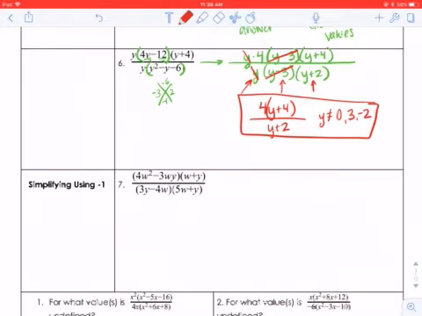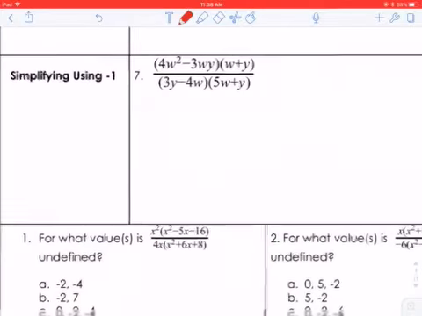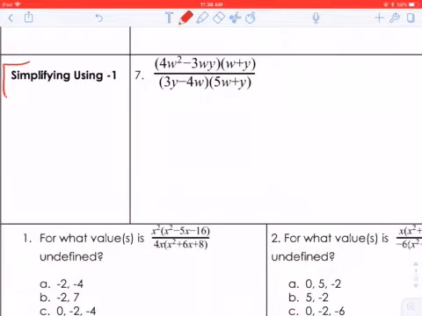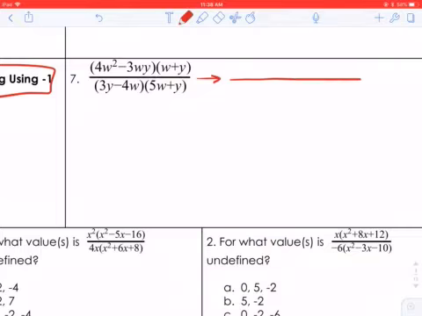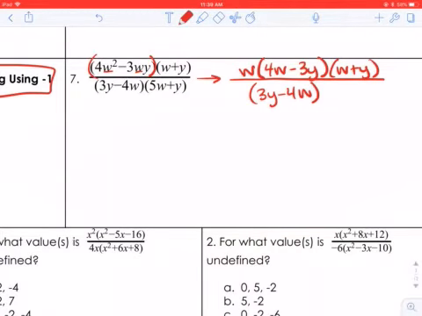All right. We have one last type of thing here, which is number 7, and that's called simplifying using negative 1. So if I look at what I'm factoring here, I'm just going to start as normal by factoring. So if I look at this first one, I see they both have a w in them, so I'm going to take that w to the outside. It's going to leave me with 4w on the inside minus 3y on the inside, and then a w plus y here. And then I have 3y minus 4w, nothing's common there, and 5w plus y, nothing common there.